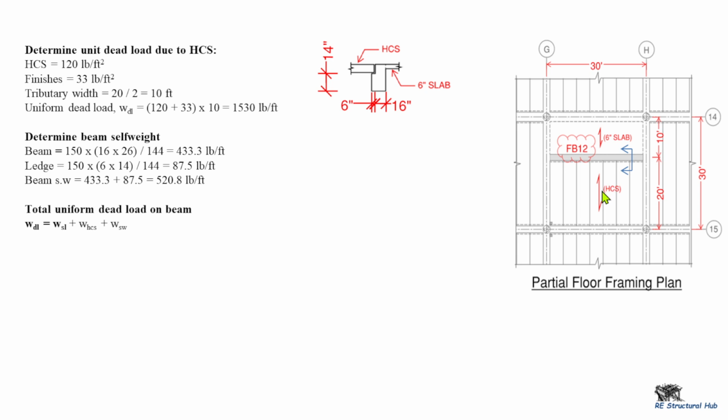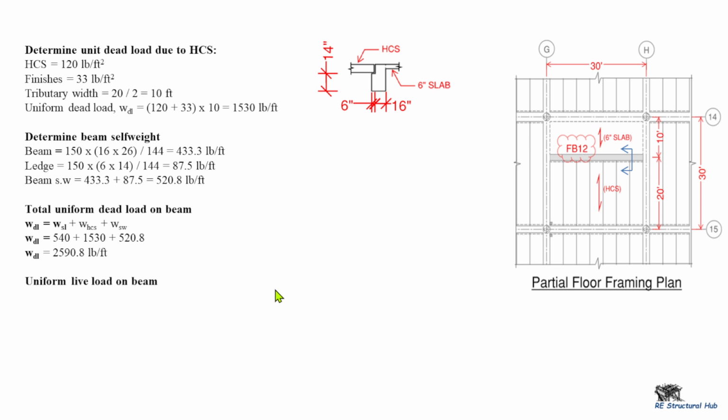Now the total uniform dead load on the beam is the combination of the 6-inch solid slab, the hollow core slab, and the self-weight. If you sum it up, that would give us 2590.8 pounds per foot. That is for dead load alone.